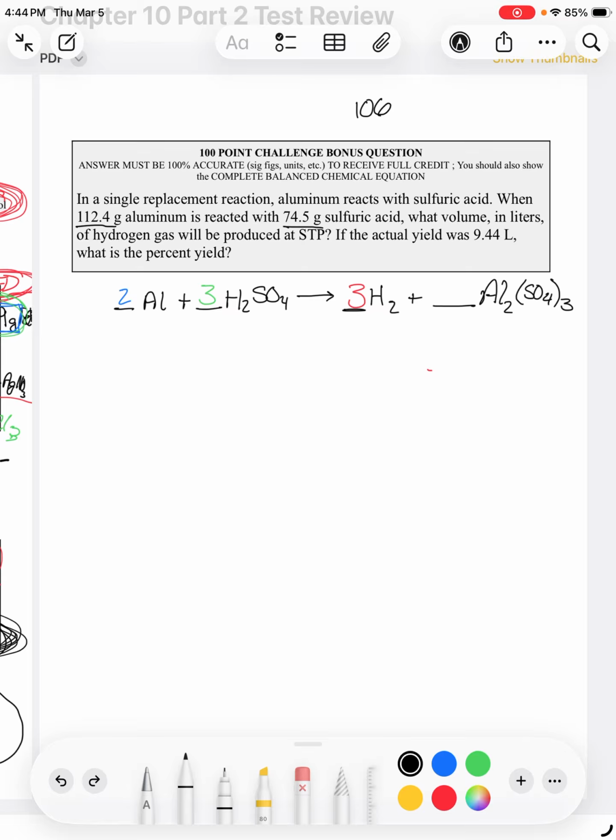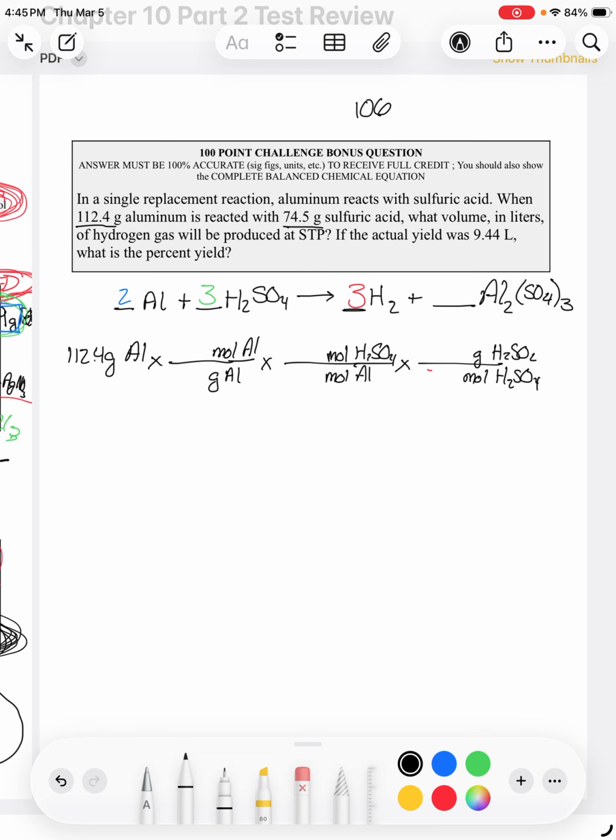Ready? Let's convert 112.4 grams of aluminum into grams of the other reactant. Remember, we take each of our givens and turn it into grams of the other reactant. So we're going to say grams of aluminum, moles of aluminum, moles of aluminum, into, what's the other reactant? Moles of sulfuric acid, H2SO4. Then moles of H2SO4 turns into grams of H2SO4.